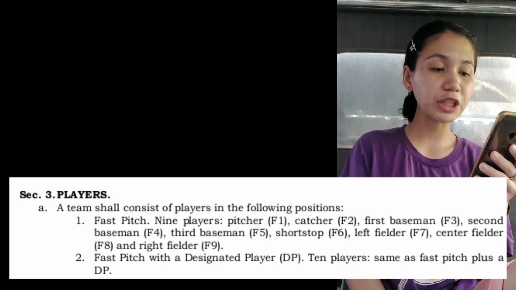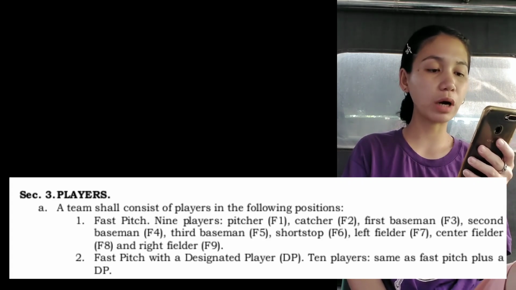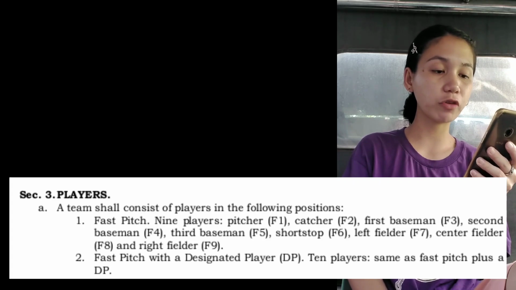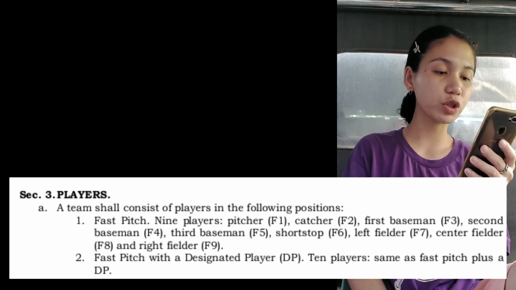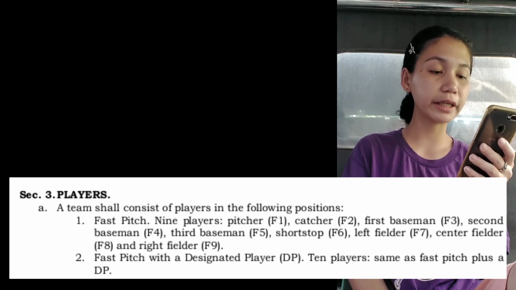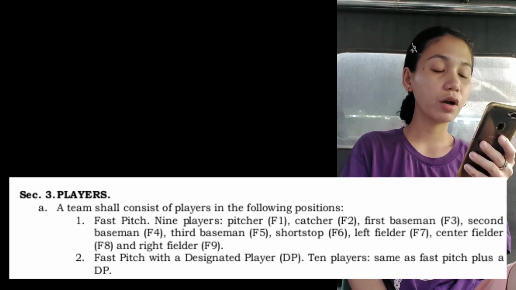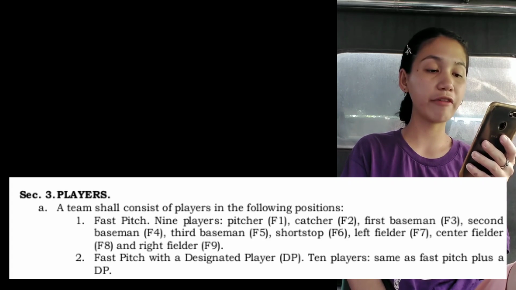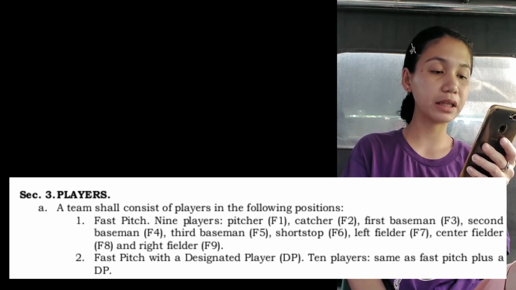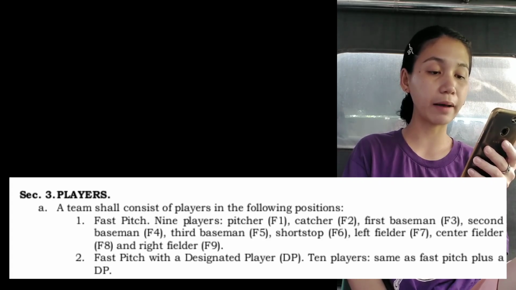So, in slow pitch, 10 players: pitcher F1, catcher F2, first baseman F3, second baseman F4, third baseman F5, shortstop F6, left fielder F7, left center fielder F8, right fielder F9, and right center fielder F10. So slow pitch with an extra player, EP, 11 players, same as slow pitch plus 1 EP who bats in the lineup.